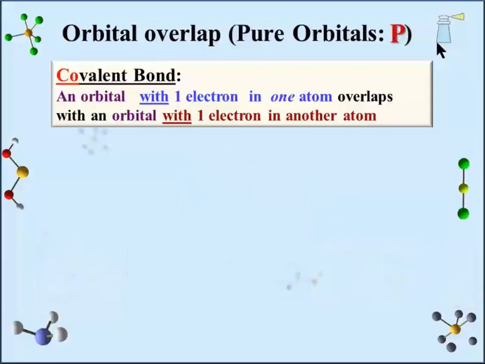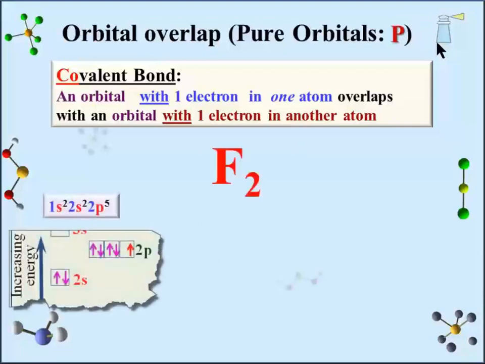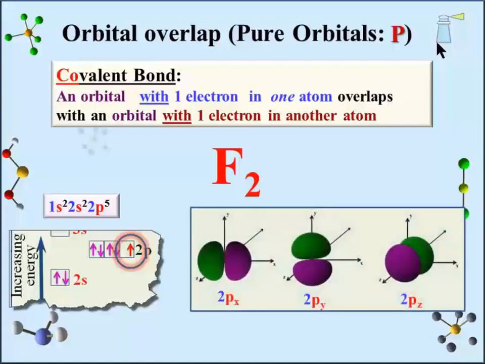A similar overlap can occur with p orbitals. F2 will nicely show this. A look at the electronic configuration of the element fluorine shows that just one of its p orbitals has a single unpaired electron. Covalent bonds are formed by the overlap of orbitals containing just one electron. A quick review shows us that there are three types of p orbitals, px, py, and pz. They are aligned along the x, y, and z axes respectively. They are perpendicular to each other. That is, where they meet forms a right angle.